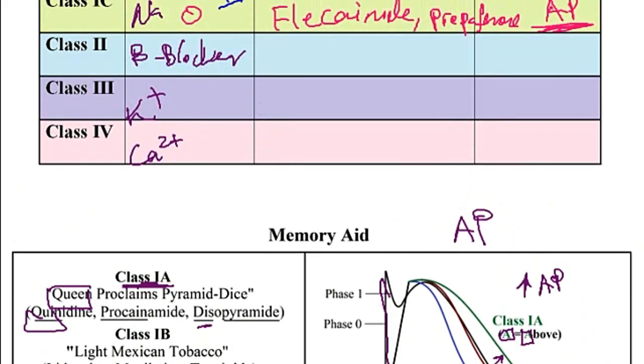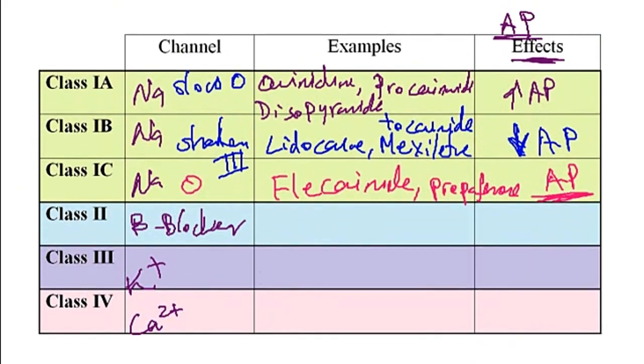So now here we can go through what I just discussed for you. Class 1A pushes the curve above, so it increases the duration of action potential. Class 1B pushes the curve below, so it decreases the duration of action potential.